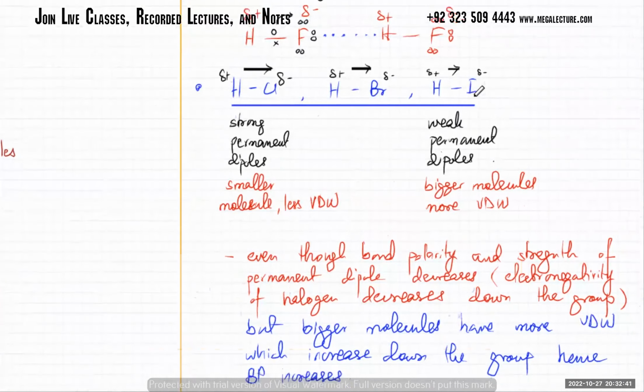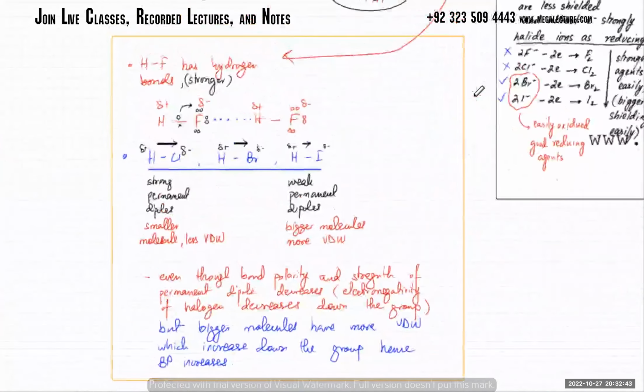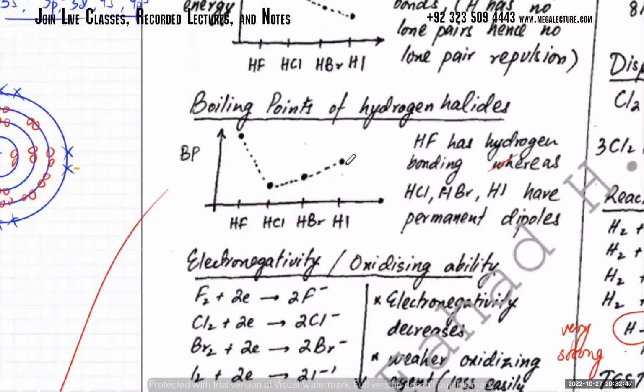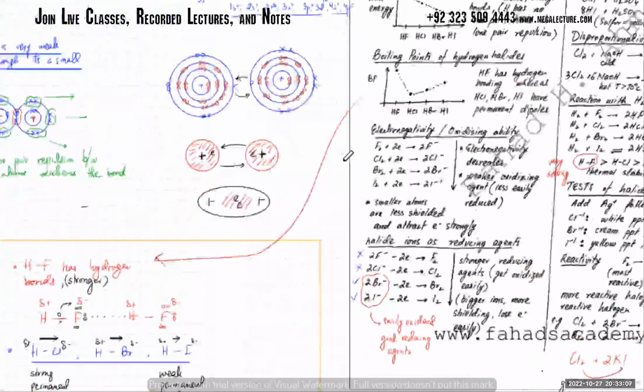Yes, sir. So what is happening is that in your graph over here, HI has a higher boiling point, and the reason is that it has more van der Waals forces. Even though HCl has a stronger permanent dipole and HI has a weaker permanent dipole, HI is going to have more van der Waals forces. That's why its melting point and boiling point will be higher compared to HCl.